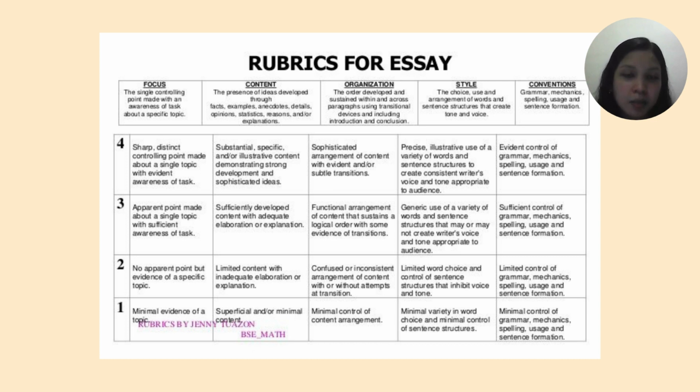opinion, and explanation, etc. And the third is organization, which is the order developed and sustained within and across paragraphs using traditional devices. And the fourth is style, which is the choice, use, and arrangement of words and sentences that create tone and voice. And the last is convention, which is the use of grammar, spelling, usage, etc.